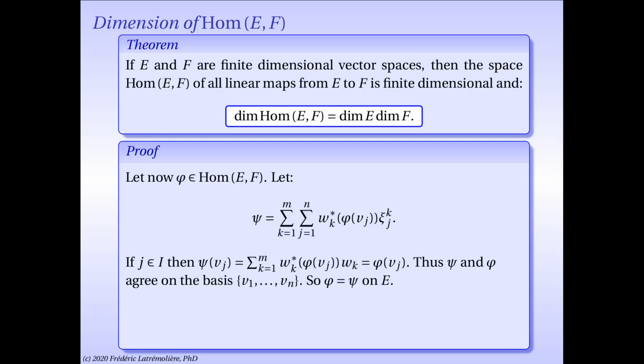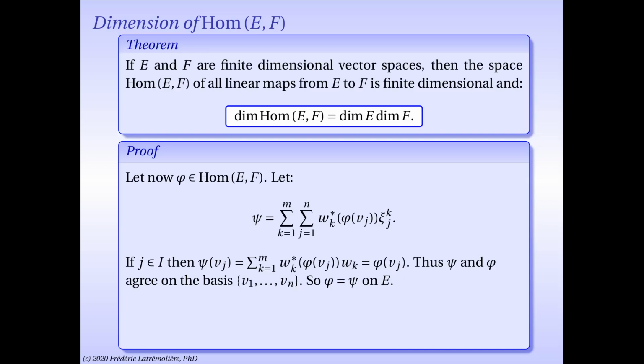Now this is a complicated expression, but we can at least check that it makes sense. For each j, you calculate phi at v sub j, and then you write phi at v sub j as a linear combination of the vectors w1 to wm, since they form a basis for F, and the coefficient corresponding to wk in this linear combination, which is uniquely determined since, again, w1 to wm is a basis, is a value that w star k will take at phi of v sub j. That's a scalar that we then use to multiply this linear function from E to F called psi superscript k subscript j. And then we sum all of that.